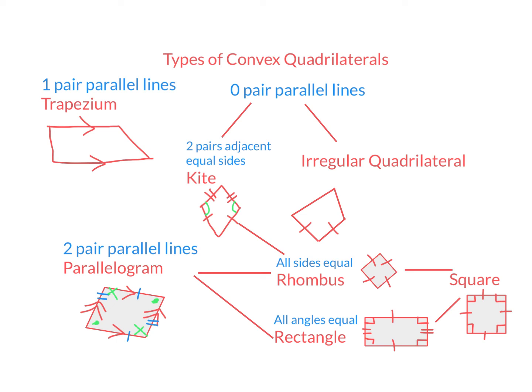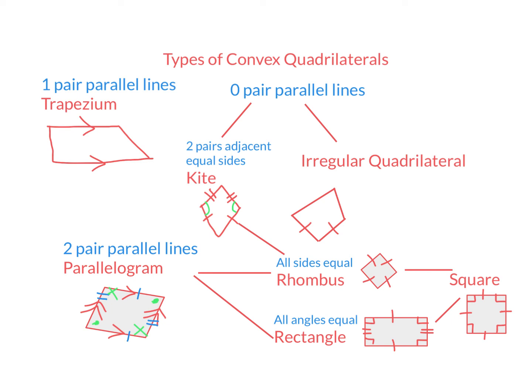It is a bit confusing, but don't worry, we will practice it. Just make sure you know this chart. A square is a shape that's a rhombus and a rectangle, which also means it's a parallelogram. A rhombus is a parallelogram, but also satisfies the definition of a kite. A rectangle is a parallelogram. All rectangles are parallelograms, but not all parallelograms are rectangles.